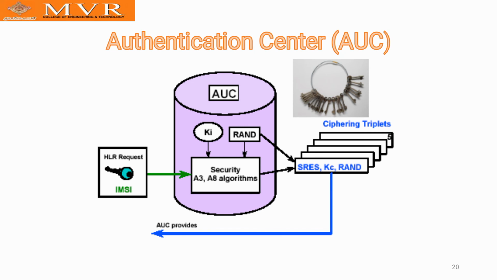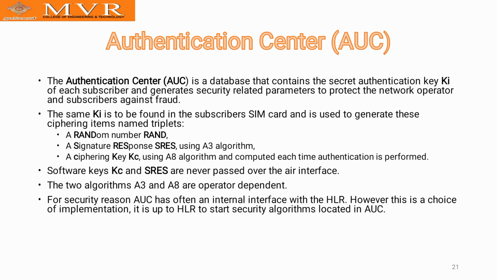So this is the authentication center architecture. In this authentication center architecture, it has the key Ki and RAND. In this key interface, it has security using algorithms A3 and A8. These algorithms are based on the home location register request, which carries the IMSI number, and it has RAND, and security will be used to cipher triples and keys, RAND, SRES, all in the authentication center.